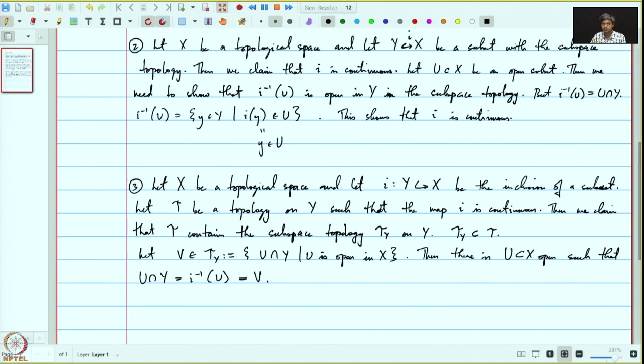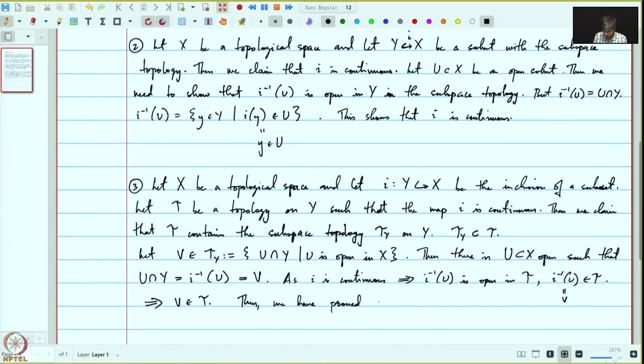This is by the definition of the subspace topology. And now, as I is continuous, this implies that I inverse of U is open in tau. That is, I inverse of U is an element of tau, right? But I inverse of U, as we have seen, is just equal to V. So this implies that V belongs to tau. So thus we have proved that tau sub Y is contained in tau.